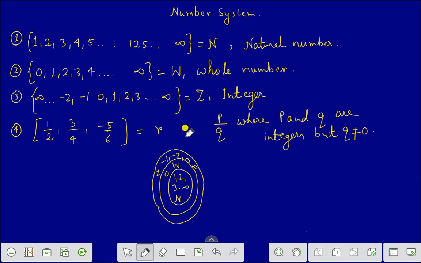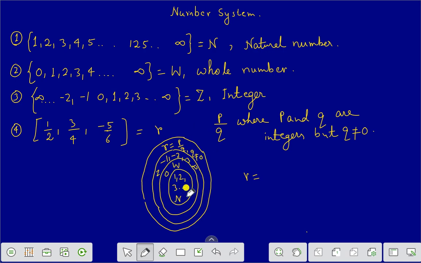And if we take this whole, that means the set of rational numbers R can be defined as p by q, where p and q are integers, but q is not equal to 0. Then you see this is the set, right?